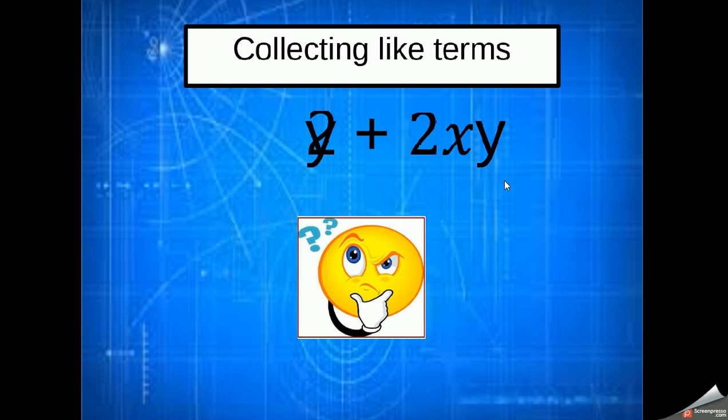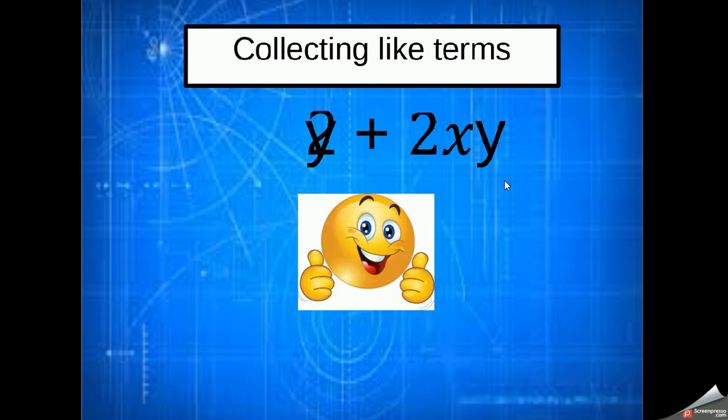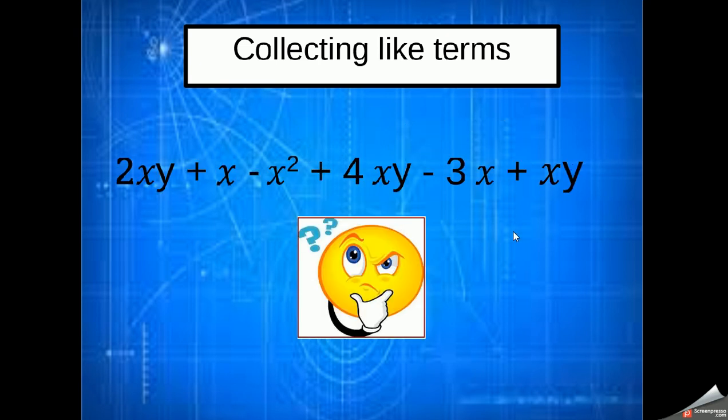So y plus 2xy. Well, this time the y is not the same as xy. So I can't gather those two together. So although there is a y in xy, I should be considering this as an xy, and this is a y. So as a result, I can't gather the two together. This variable is y, and this term is xy.